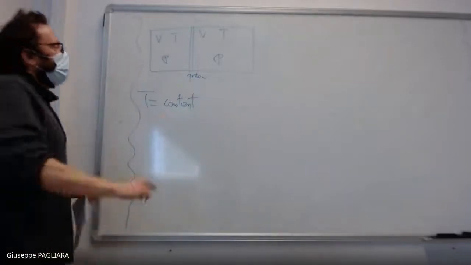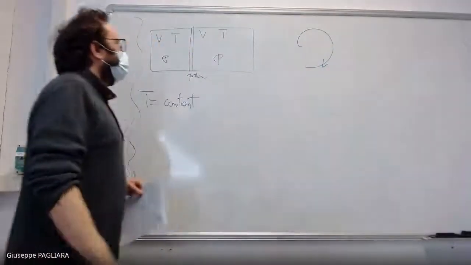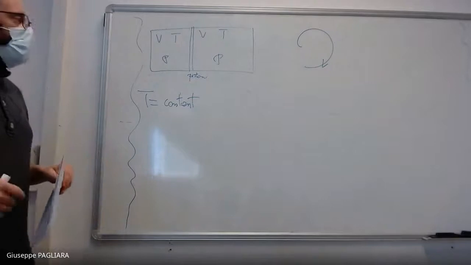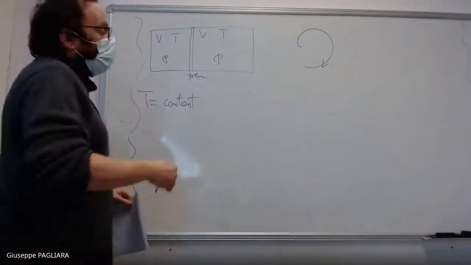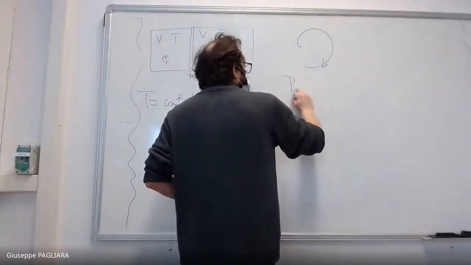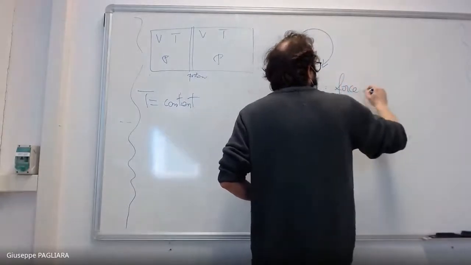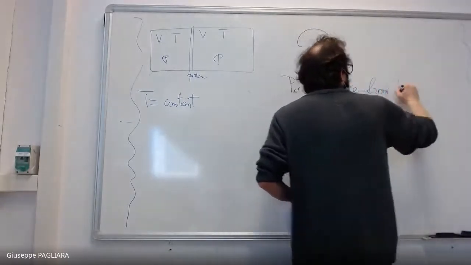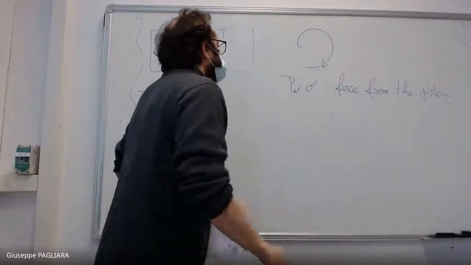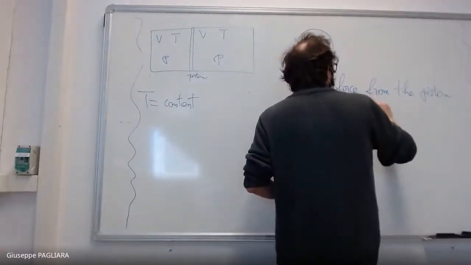Now, what we do is rotate this box in presence of gravity, and the piston will have a weight in this case, and it will actually act with a pressure, or if you want, with a force, which is P0 times sigma. If you want, it is the force from the piston to the second part, which we then call system 2.